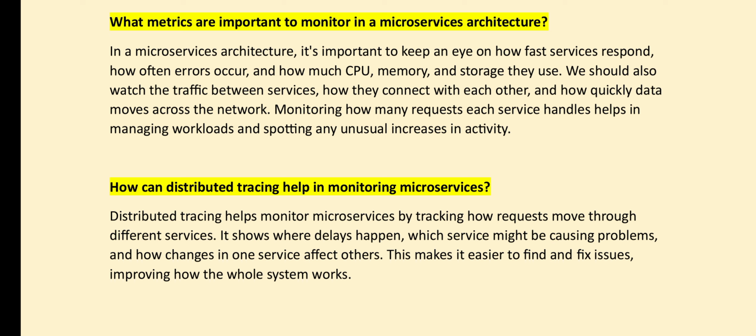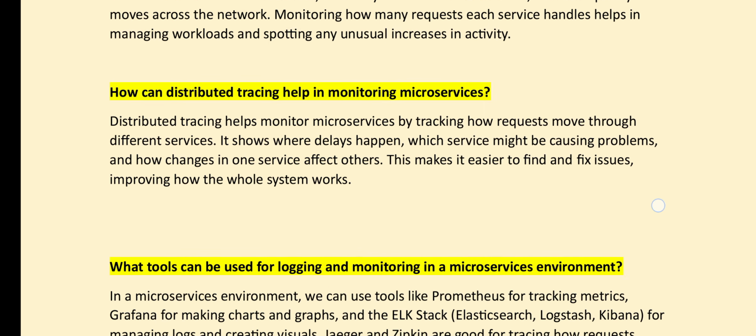How can distributed tracing help in monitoring microservices? Distributed tracing helps to monitor microservices by tracking how requests move through different services. It shows where delays happen, which service might be causing problems, and how changes in one service affect others. This makes it easier to find and fix issues, improving how the whole system works.